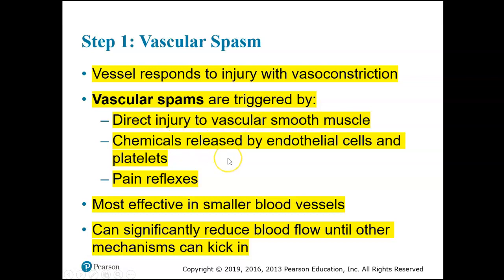The chemicals are released by endothelial cells, which is the lining of your blood vessels. Your capillaries are completely formed from endothelial cells, which are simple squamous epithelial tissue. And so vascular spasms are triggered by injury to the smooth muscle. They're triggered by chemicals released at the injury site and by pain reflexes. Vascular spasms can significantly reduce blood flow until step 2 and step 3 kick in.